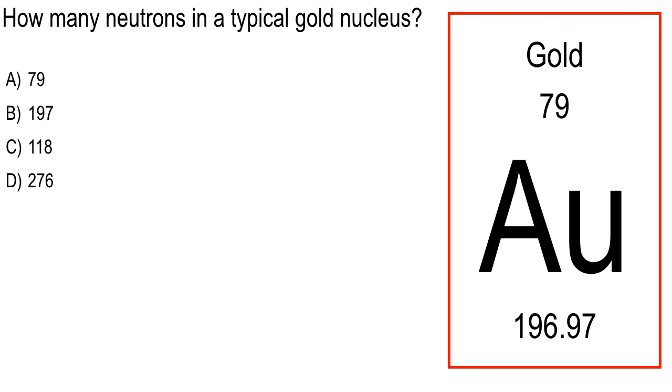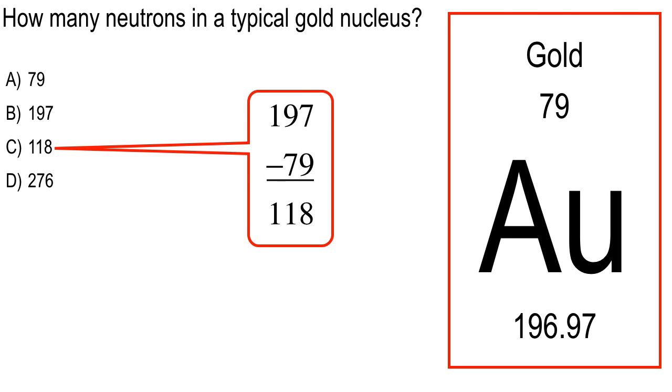10, 9, 8, 7, 6, 5, 4, 3, 2, 1, 0. And looks like you guys got it right. For those of you that missed it, go ahead and write that down. 197 minus 79 is 118. So that's how many neutrons.